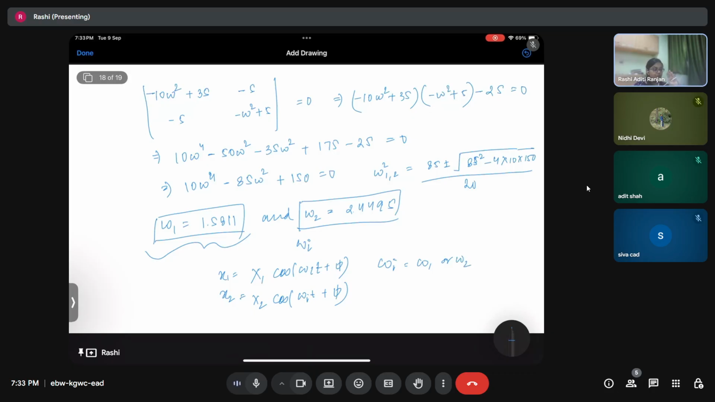But if you look in the question, we have an arbitrary initial condition which is not linked to any of the mode shapes that we are going to obtain for the natural frequencies. In that case, if you remember, it was discussed in the class that the solution of the system is going to be a summation, or an addition, of the two natural frequencies.